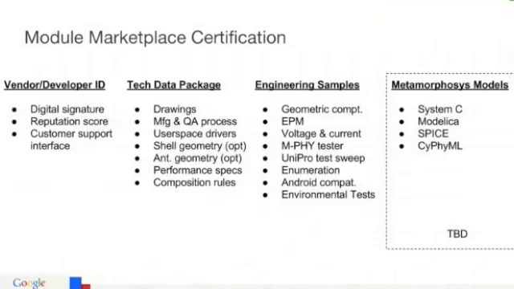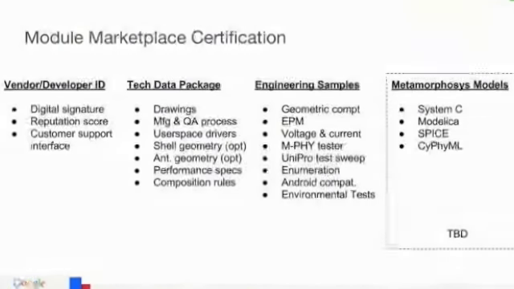Second column is the tech data package. These are electronic files that you will submit: drawings, manufacturing and QA processes, and if you have specific userland drivers, shell geometry and antenna geometry. Not every module will have this, of course, but if you do have a custom module shell, you'll have to submit drawings for that. And lastly, performance specs and compositional rules. Compositional rules are, for example, if your module can only fit at the top of the phone, things like that.